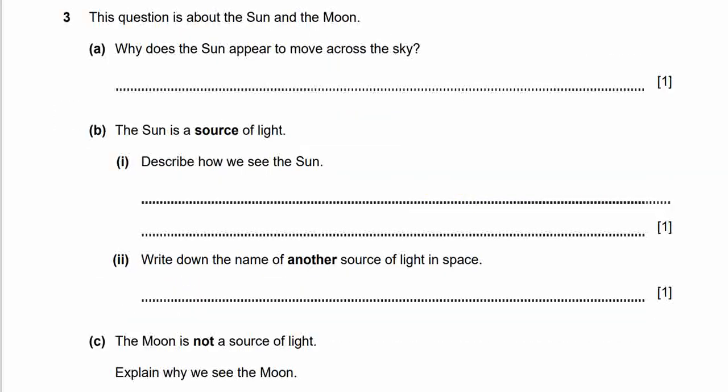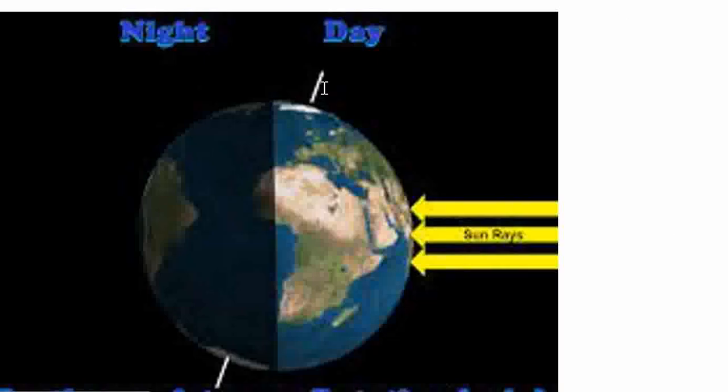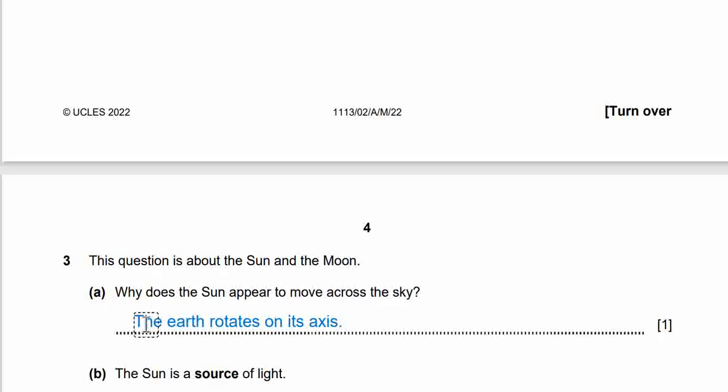Next, question 3. This question is about the sun and the moon. Why does the sun appear to move across the sky? Well, our Earth rotates on its axis. So the part of it that gets the sun rays will be day, and part of it will be night. That's how we know the sun is moving, as day becomes night from east to west. So the answer will be: the Earth rotates on its axis.